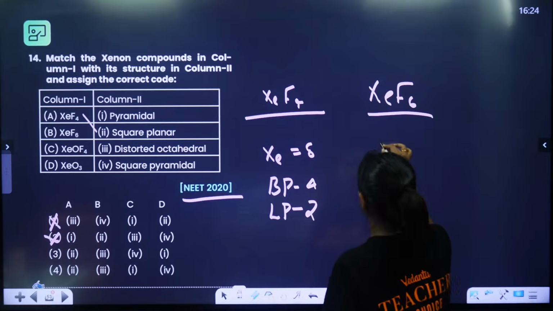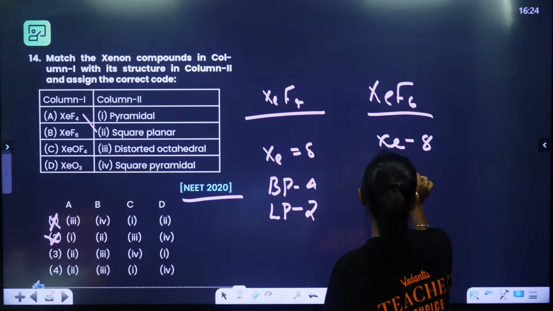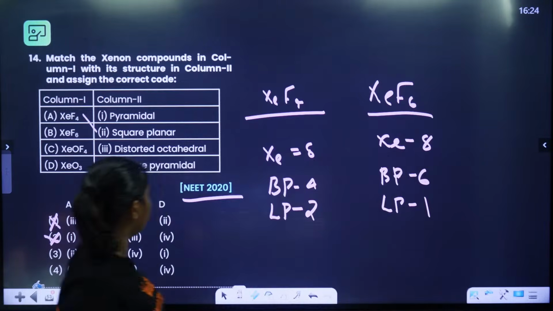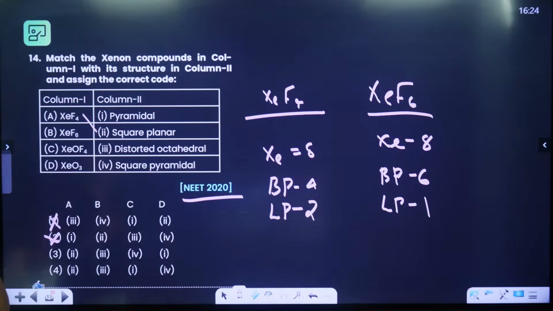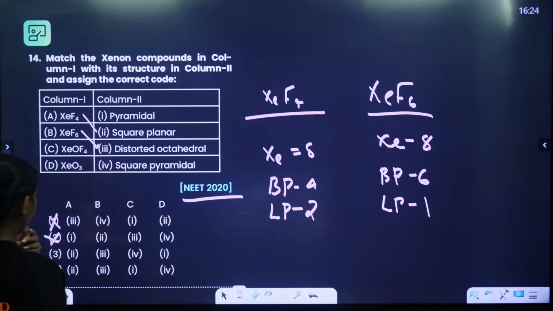XeF6. Xe contains 8 electrons in the outermost shell. Bond pair is 6 and lone pair is 1. So total 7. 7 means distorted octahedral. Yes, this is distorted octahedral. So B is 3. This is also correct. Okay.